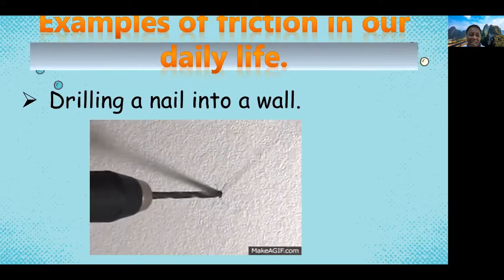Okay, drilling a nail into a wall. You see someone drilling, and when you are doing this, heat is being produced. I don't know whether you have ever seen this. If you touch this drill, it is very hot, because there is a lot of friction between the drill and the wall. Drilling a nail into a wall, this is friction. Doing work here.